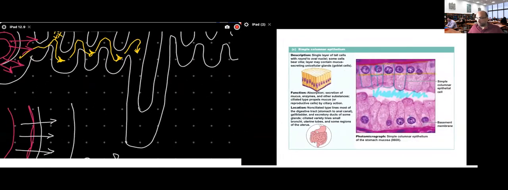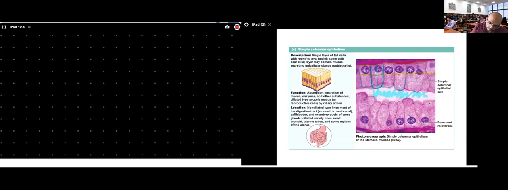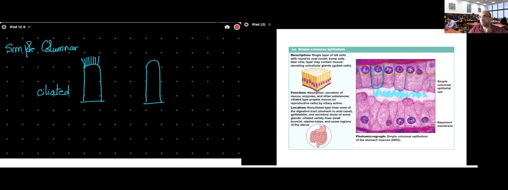Looking at our next type of epithelium, remember, we've seen one layer of tall cells. This is going to be my simple columnar epithelium. We have two varieties of simple columnar epithelium. Either the apical cells had hair-like projections coming out, which we call ciliated, or the columnar cells at the apex don't have those hair-like projections, which we call non-ciliated.